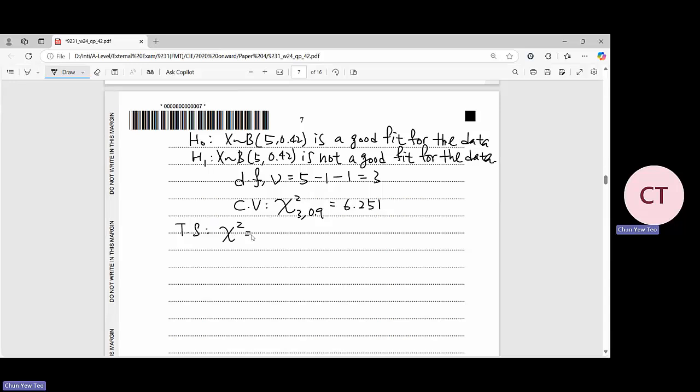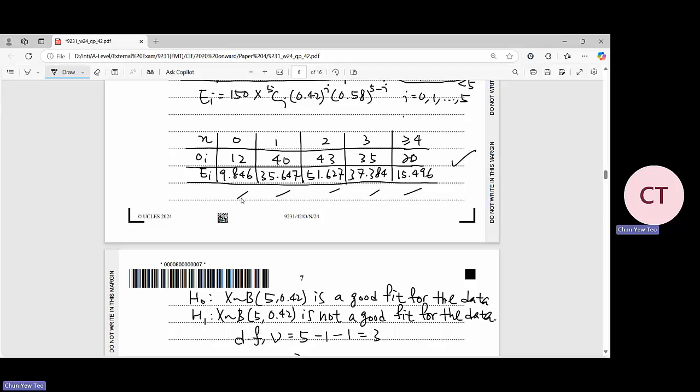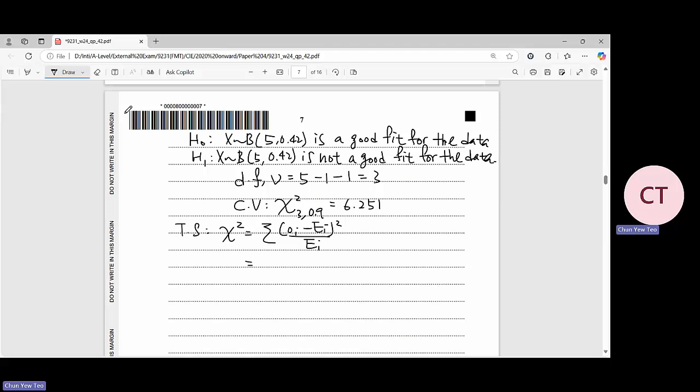The chi-square formula will be the sigma of OI minus EI square divided by EI. For the 5 values that we have over here, just take OI minus EI square divided by EI. The first value will be 0.4712, 4 decimal places, 0.5316. This one is 1.4416. Then plus 0.1520. And this one will be 1.309. Sum it up, total up, you'll get 3.91, correct to 3 significant figures.